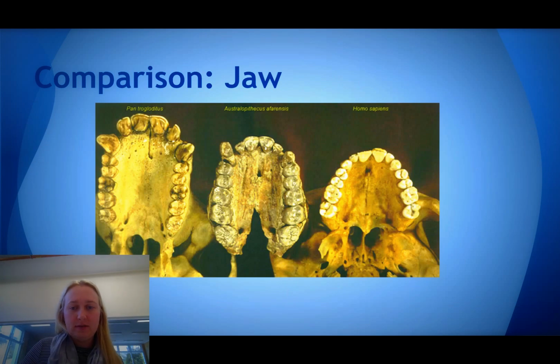And there's another picture of the jaws there. So if we have a look, the Homo sapiens is definitely more V-shaped, much wider at the base, coming in towards the mouth.